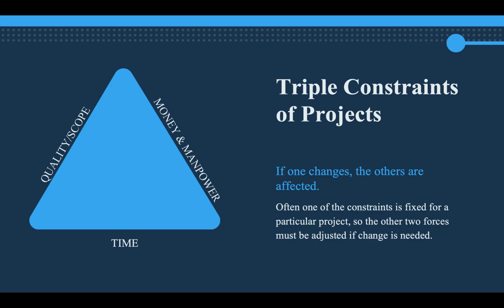In practice, one of the constraints is fixed for a particular project, so you already have a fixed constraint, so the other two forces must be adjusted if change is needed. For example, you set a fixed price on your project, you have only this budget, so you adjust the scope and the timeline for you to achieve the project.